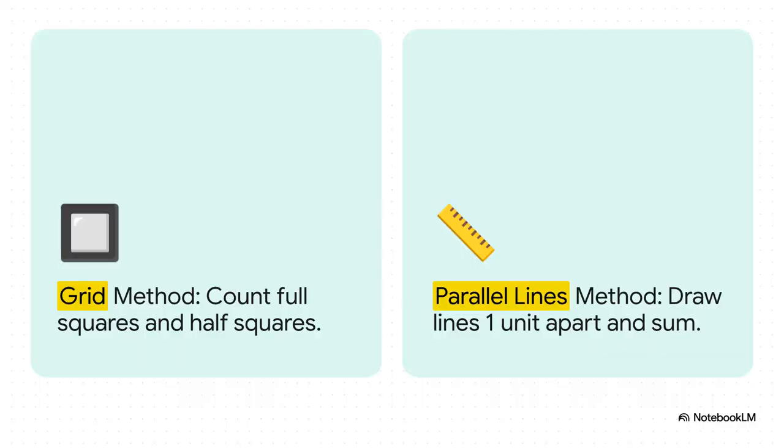Before we jump into abstract formulas, let's ground our understanding of what area physically is by looking at how we can estimate it for irregular shapes. First up, the grid method. You place a grid right over the shape, count up all the full 1-unit squares, and then count the squares that are half full or more, and just add them all together. Alternatively, there's the parallel lines method. You draw lines exactly 1 unit apart from each other, assuming each line creates a rectangle with a width of 1 unit, and you sum up their areas. Both of these are fantastic ways to actually visualize surface space.